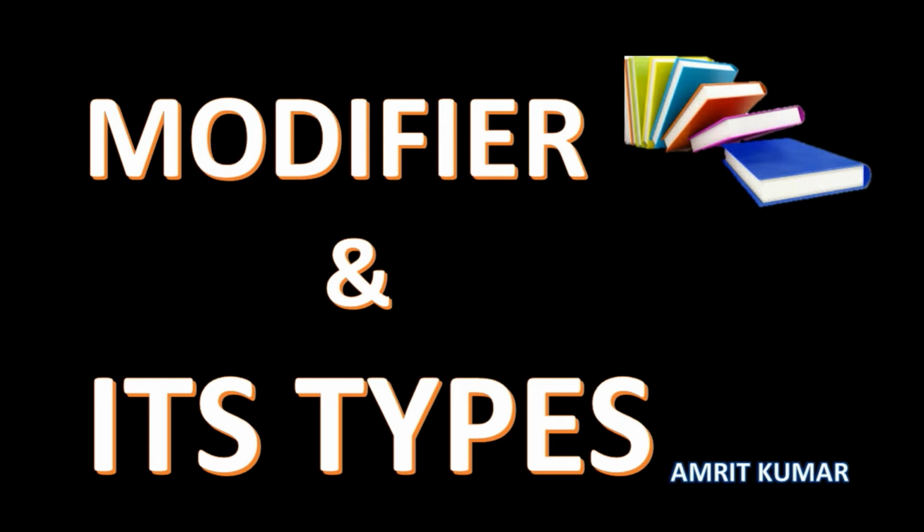Now we are going to learn about the modifiers that are used with variables. So we are going to learn about the modifiers and their types. Let's move on and see what a modifier is and how it works in C language.